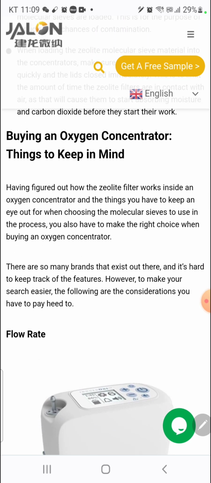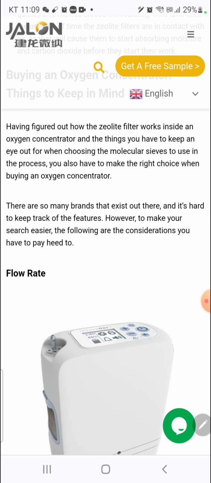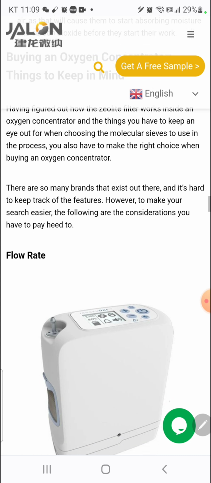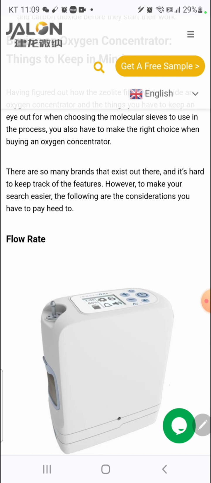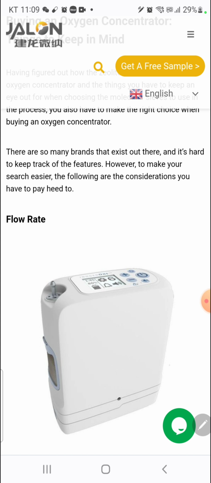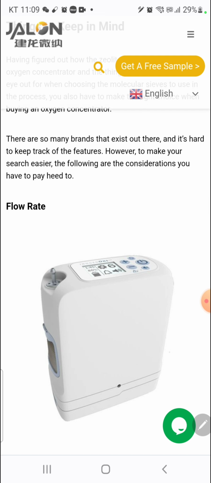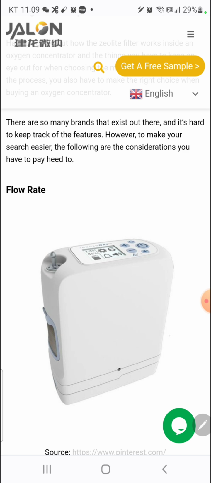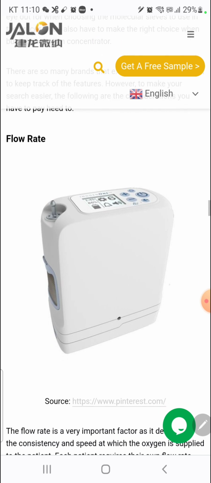Buying an oxygen concentrator, things to keep in mind. Having figured out how the zeolite filter works inside an oxygen concentrator, and the things you have to keep an eye out for when choosing the molecular sieves to use in the process, you also have to make the right choice when buying an oxygen concentrator. There are so many brands that exist out there, and it's hard to keep track of the features. However, to make your search easier, the following are the considerations you have to pay heed to.